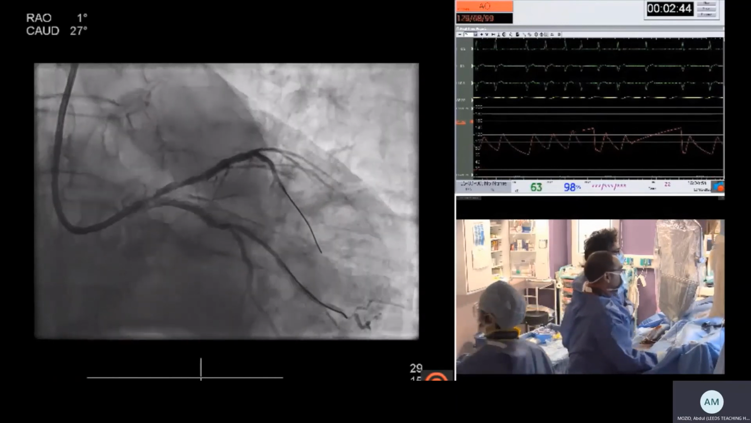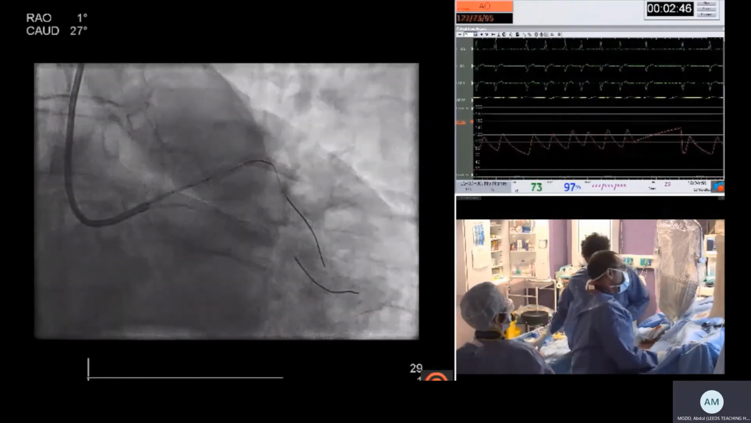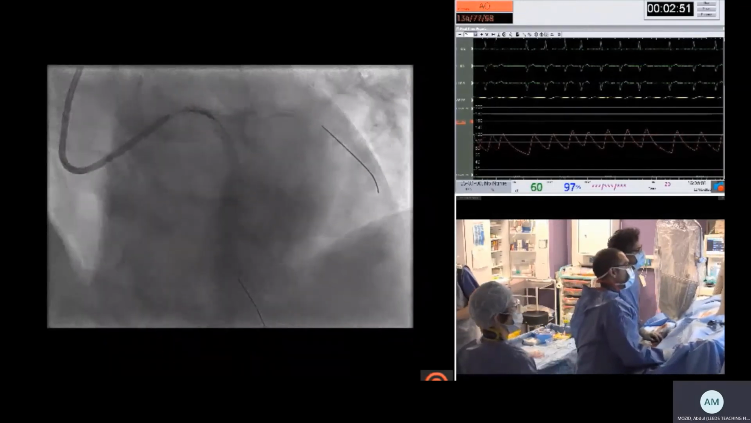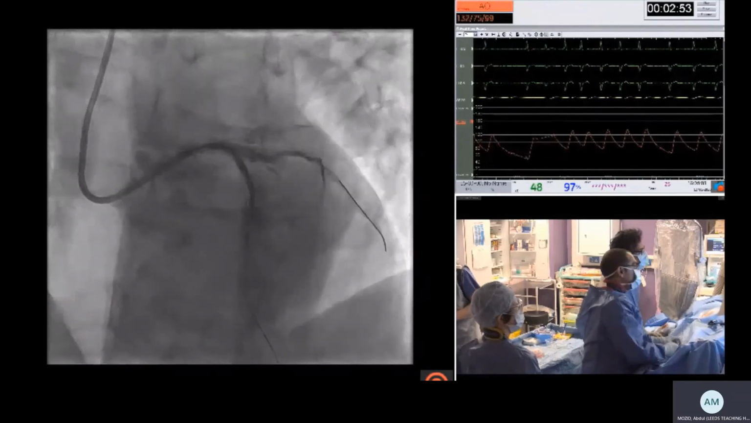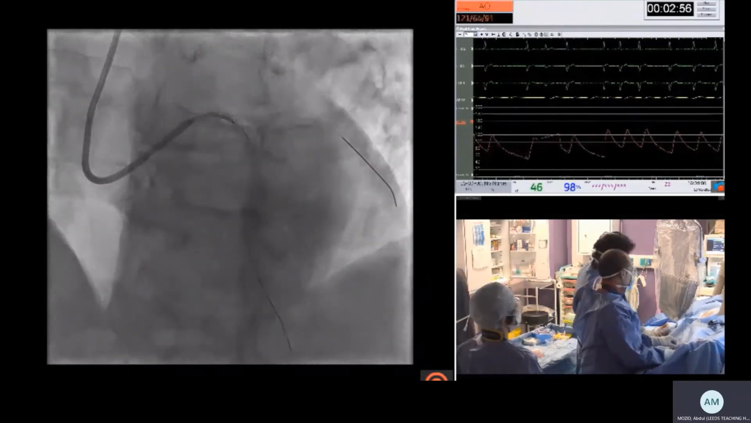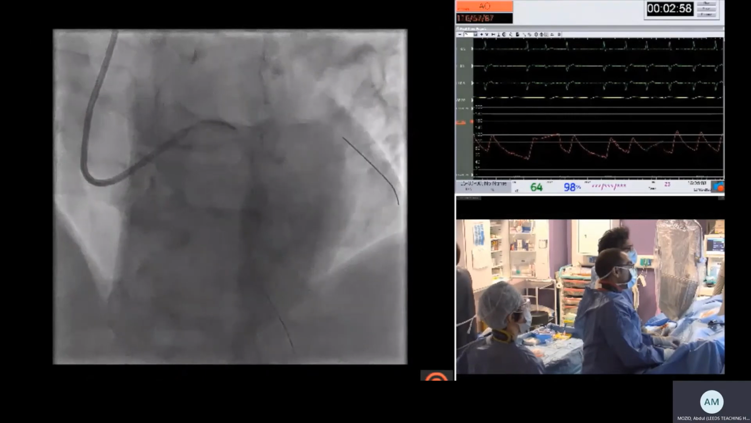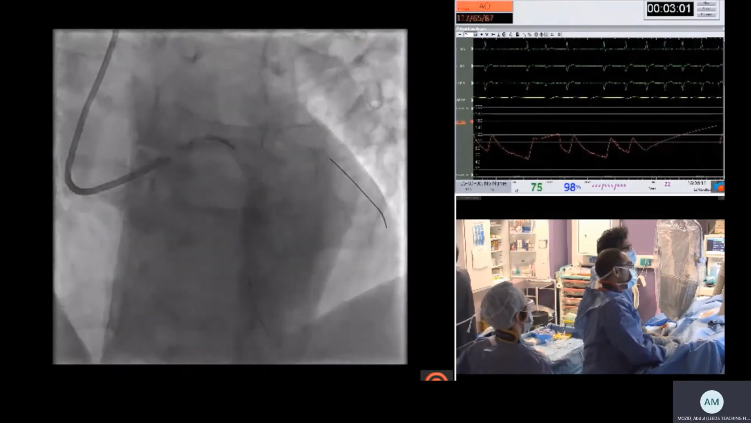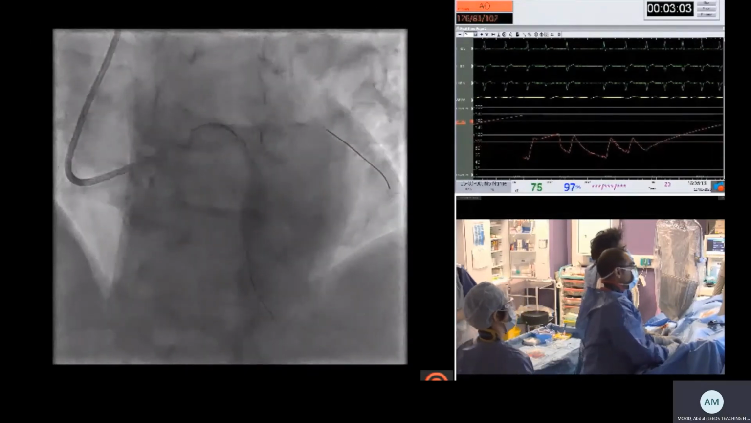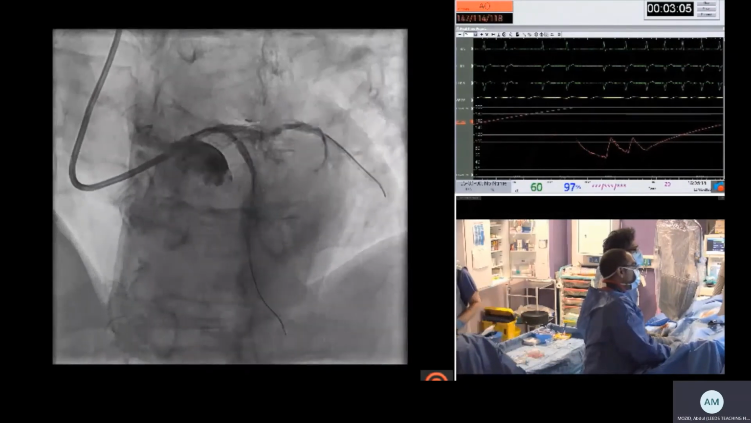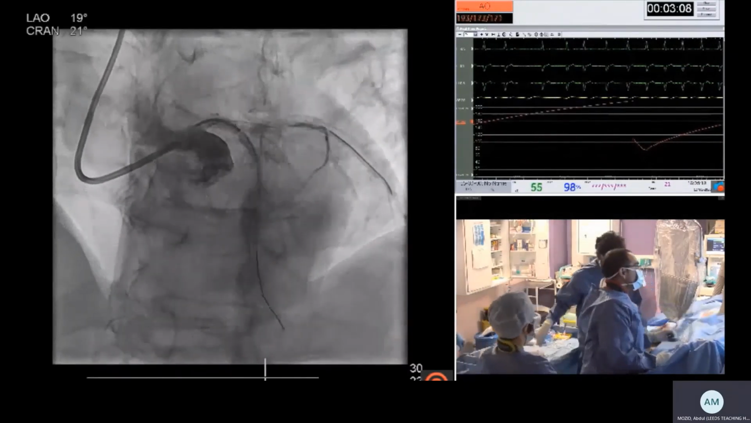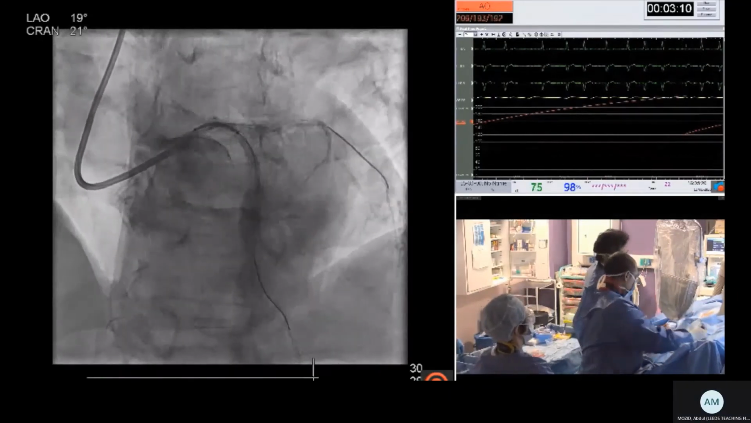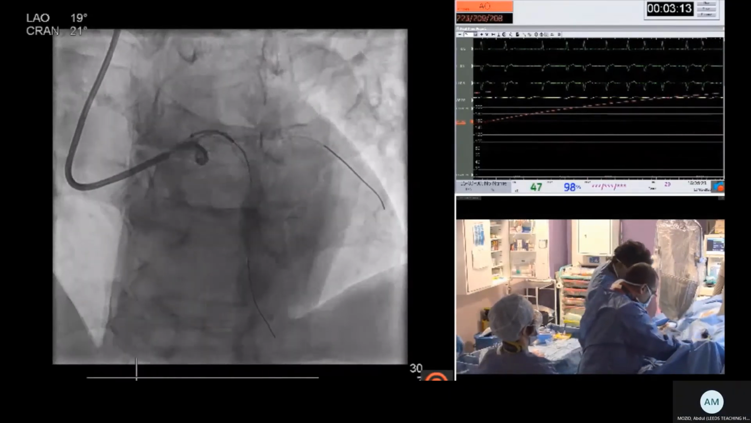So we can now remove the circumflex wire and deploy the LAD left main stem stent. So here we are. Before withdrawing the wire, we are positioning the LAD left main stem stent. The LAO cranial view is usually the best view to assess the ostium of the left main stem. This looks a good position, probably needs to come back 1 or 2 millimeters, otherwise looking very good.